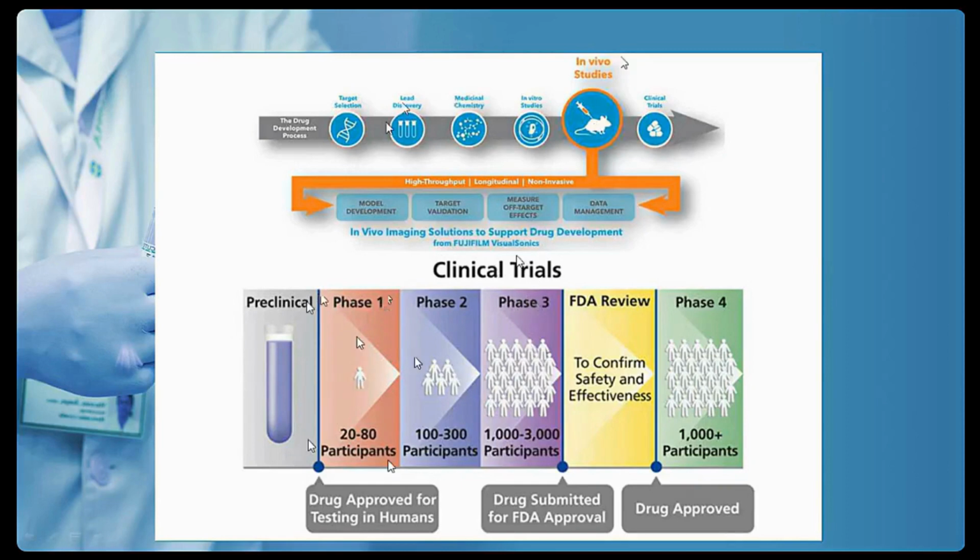And after successful phase 3, again the sponsor company will file a new drug application, because the investigation is already completed in phase 1, phase 2, phase 3. There is no more investigation they want to do. So that is why the investigational new drug, after completion of phase 3, will become a new drug, and after NDA approval, the drug will be released into the market, that is called phase 4. The Food and Drug Administration will review the document to confirm the safety and effectiveness of the drug.